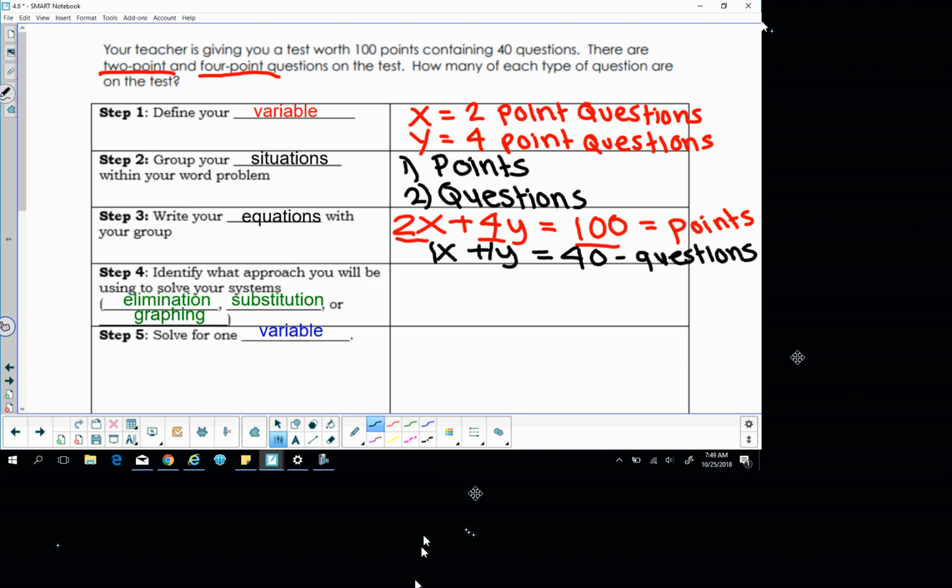Next, identify what approach. So if you like moving it around, like you're like, hey, I can just move y to the other side and do substitution, you could totally do that. That's an easy substitution. You could also do elimination and graphing, but I would only use graphing if there was a graph. So you can use substitution or elimination. But with substitution, you would have to move it around to get a variable by itself. Or we can use elimination because they're both in the same variable.